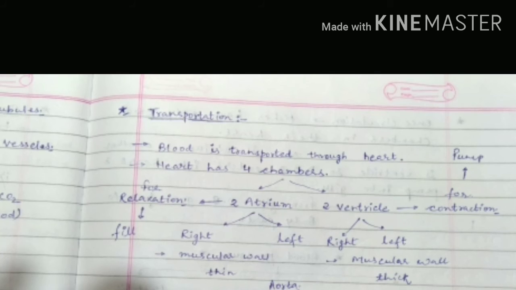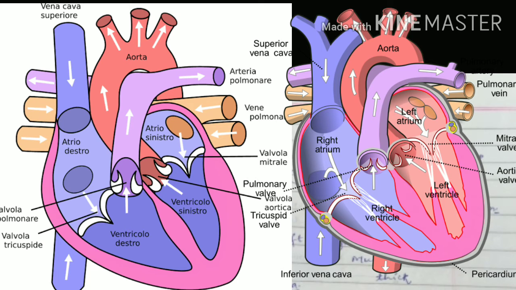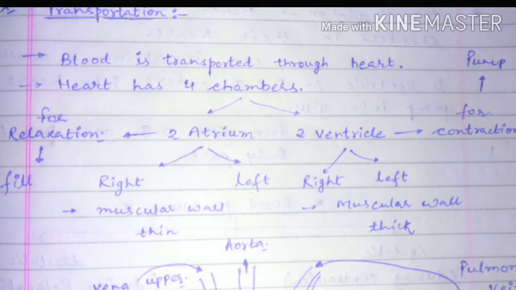Hello student, in this video we will discuss transportation in humans. Transportation in humans is mostly done by the blood through the heart. The heart has four chambers, two atria and two ventricles.